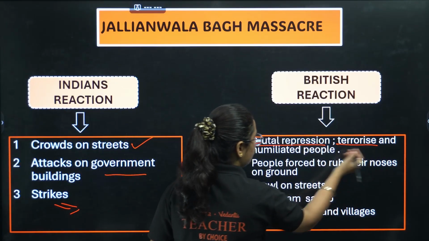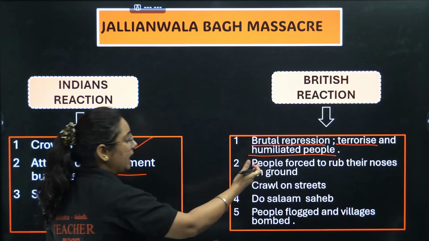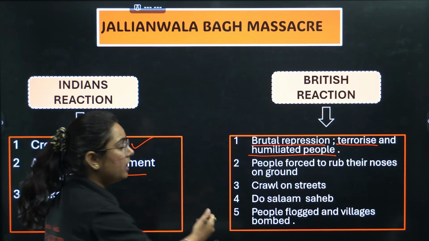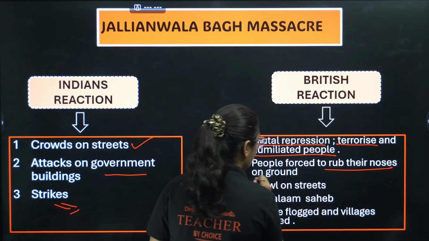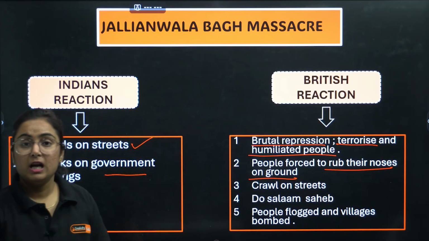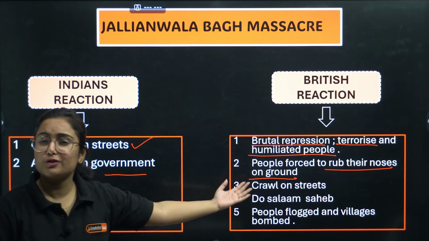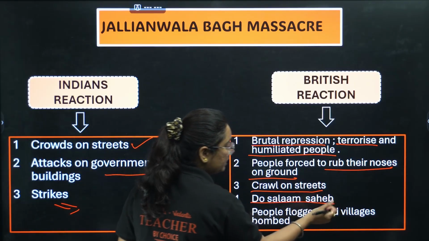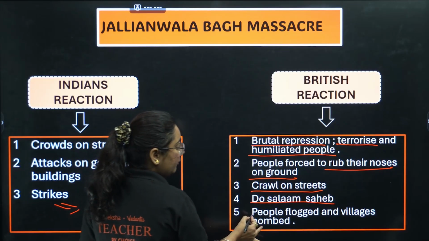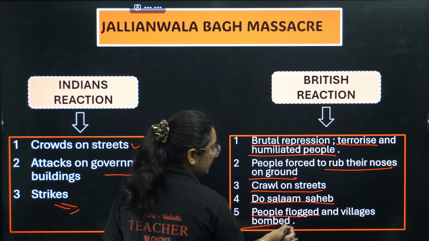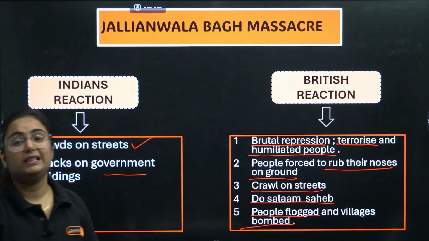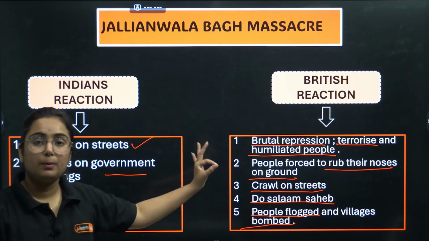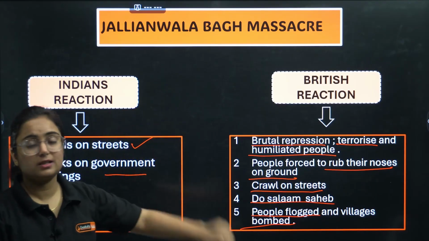They terrorized people, humiliated people. See what they are doing. They asked the people who were making the strikes and protests to rub their noses on the ground. They asked people to crawl on the street, and to do salam sahib whenever they saw any Britisher. People were herded like animals and villages were bombed. This incident is known as the repression done by the Britishers after the Jallianwala Bagh massacre.